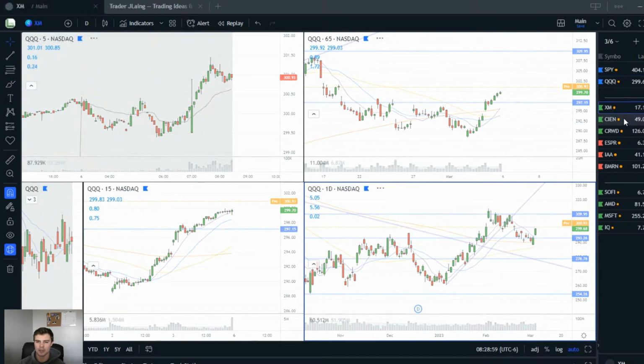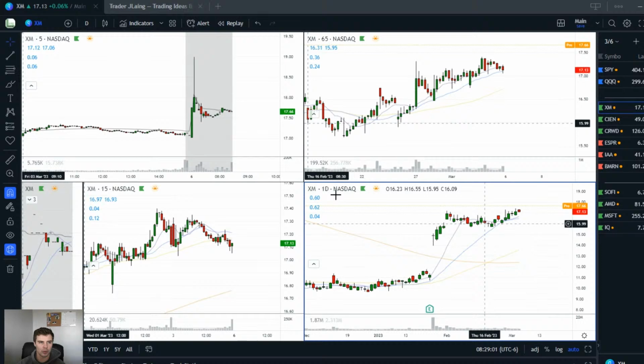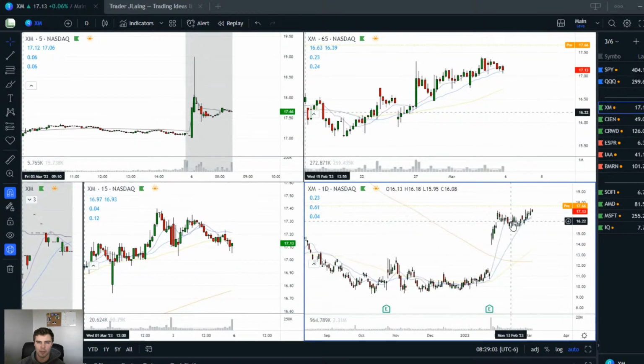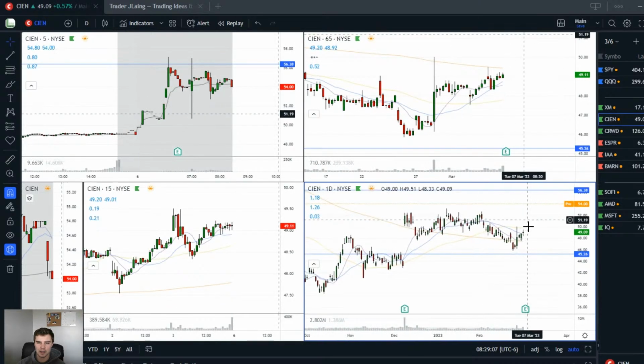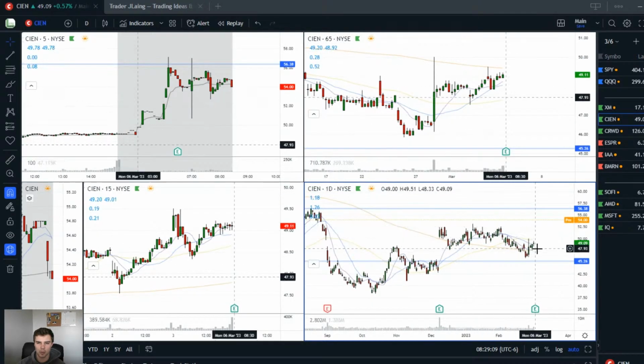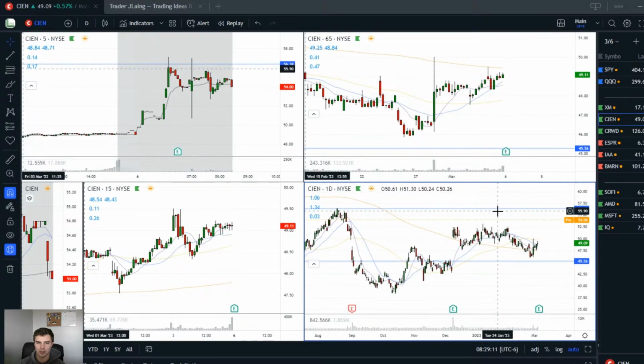We do have some pretty nice gaps, though. This XN is a solid one, gapping up into a major void, good volume in the pre-market. The CN, another one, gapping up over multiple pivots into a void, should have room up to about 56.